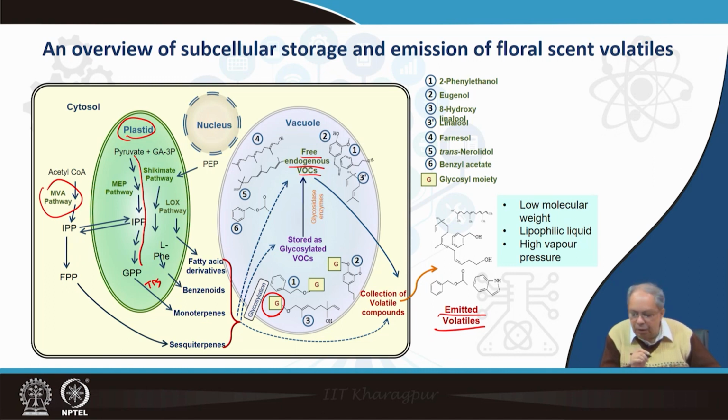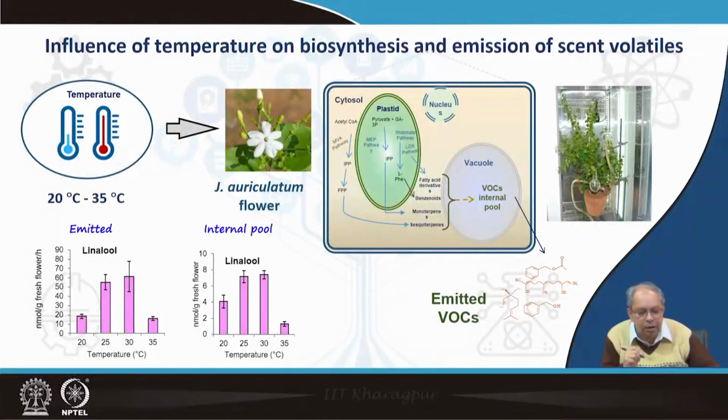So, this is basically an overview of the different monoterpene components and how they are stored in a plant cell. They are always low molecular weight, lipophilic liquid compounds, and they are emitted because of their high vapor pressure. Now, the influence of temperature on biosynthesis and emission. One study was done with another Jasminum species, Jasminum auriculatum, which is called juhi or juthi.